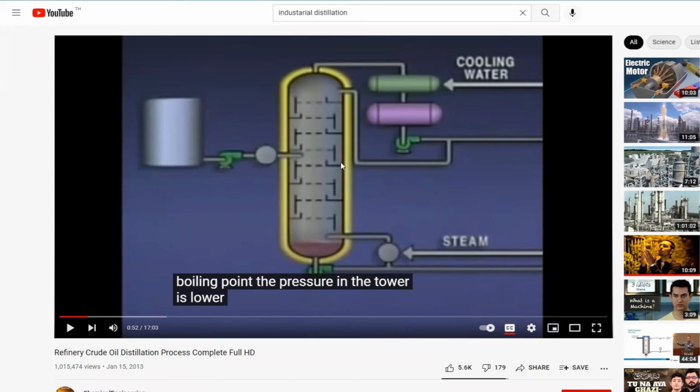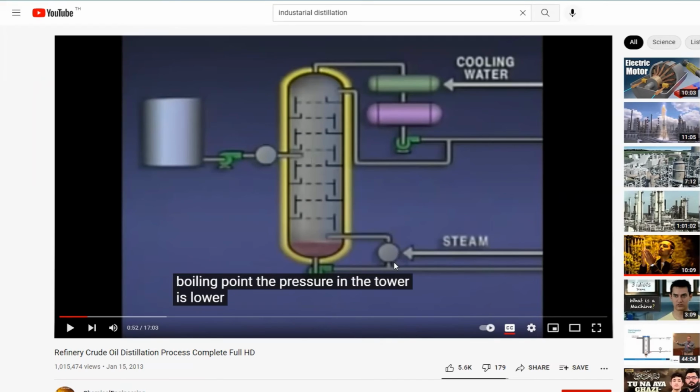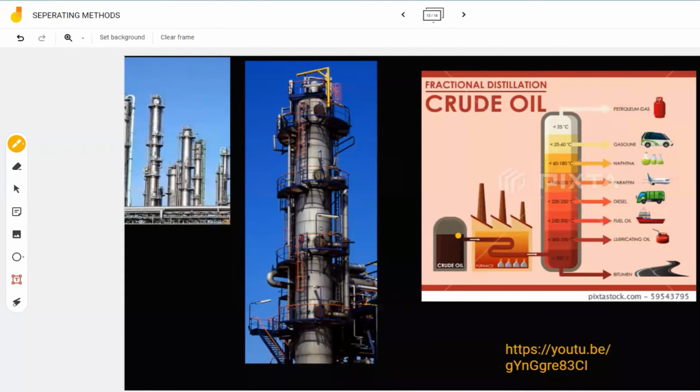This is at high temperature. Once the crude oil comes here, it changes from liquid to gas phase. The low density substances will move up and we will collect them here. The high density ones will come down and we will collect them here. Is this clear? Now see here the things which we are going to collect. So this here is crude oil.